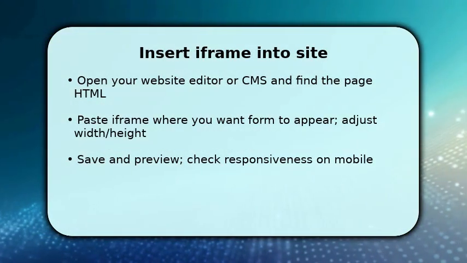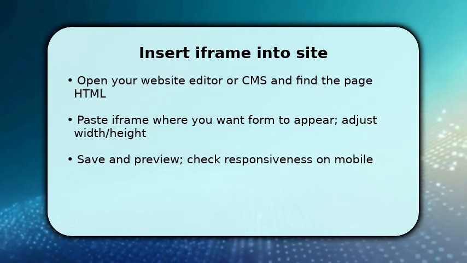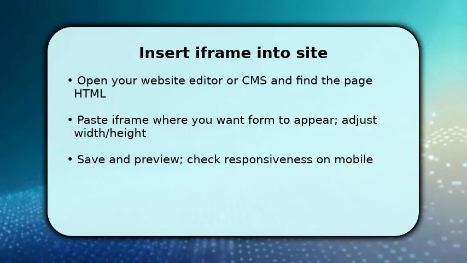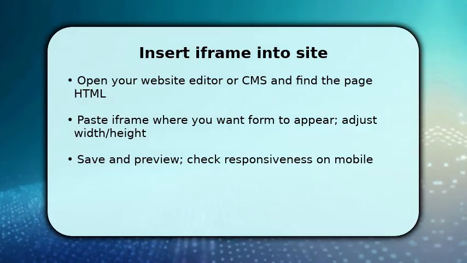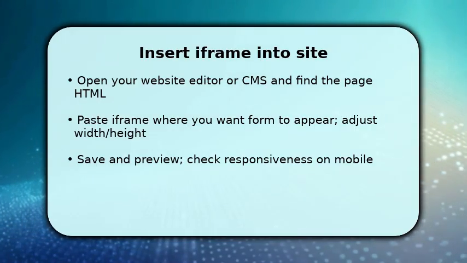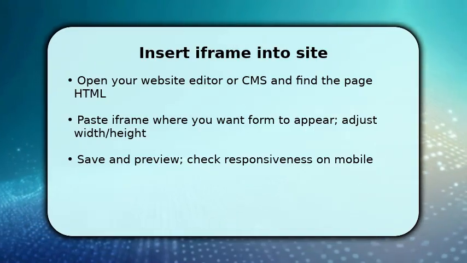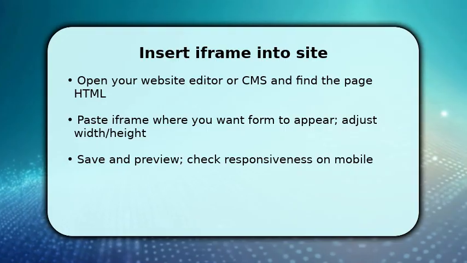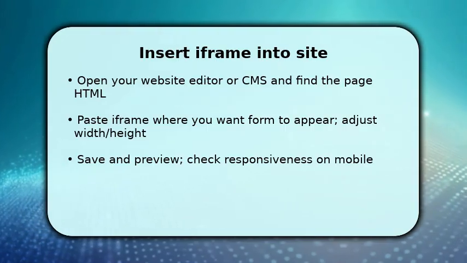Now you'll insert the iframe into your web page. Open your CMS or HTML editor and locate the page where the form belongs. Switch to Source or HTML view so you can paste code precisely. Paste the iframe snippet from Google Forms and set sensible width and height attributes. Make sure to replace fixed widths with percentages for responsiveness.